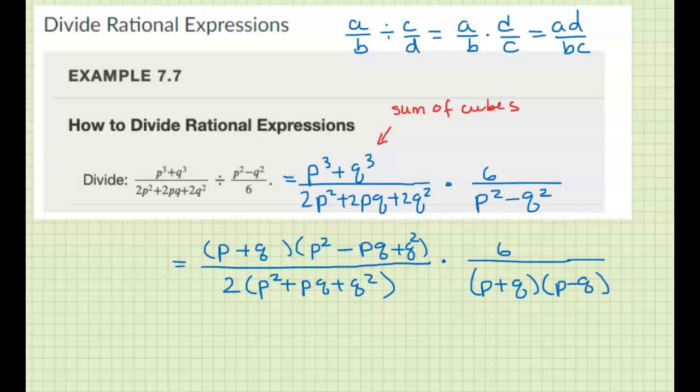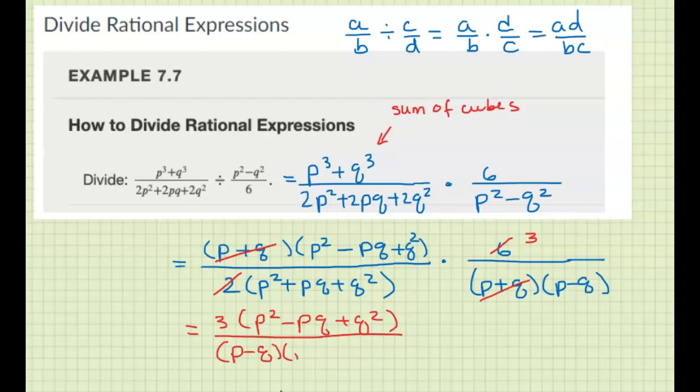Okay, let's see what we can cross out. So this crosses out with this, p plus q. 6 divided by 2 is 3. And unfortunately, these don't cross out, because that's a minus pq, that's a plus pq. Okay, so we're going to put them together. We have 3 times p squared minus pq plus q squared over p minus q times p squared plus pq plus q squared.